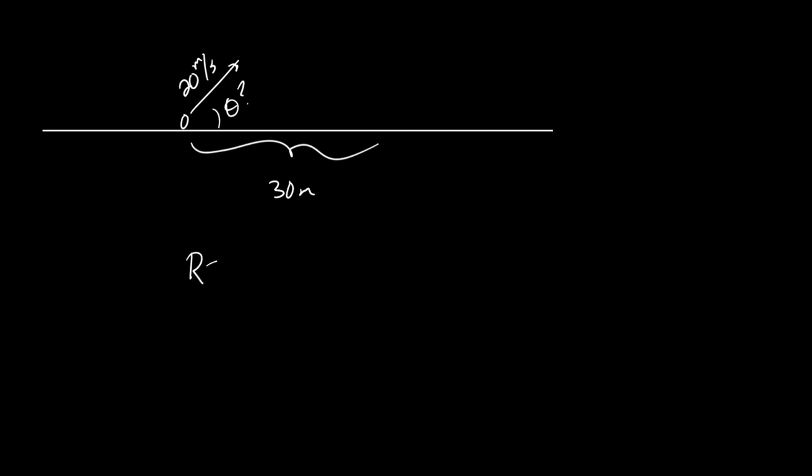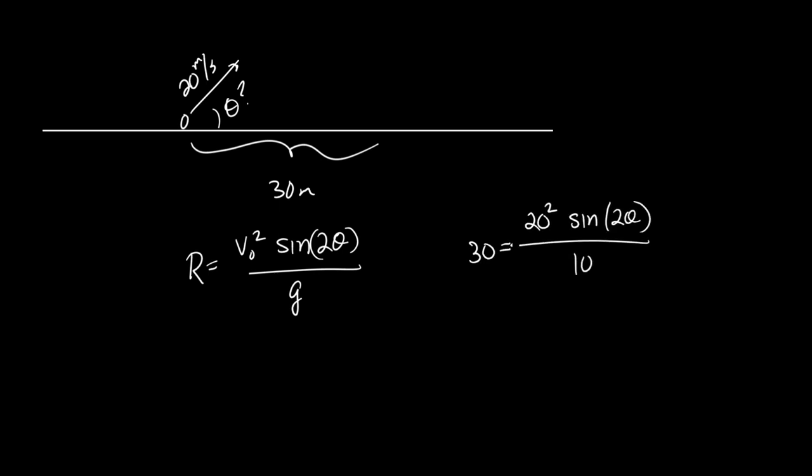So the range equation says v naught squared times the sine of 2 theta divided by g. Really don't have much to do here. The range is 30. I'm launching at 20 meters per second, and I'm assuming I'm on the Earth, so g is 10. Pretty easy to use. So I'm going to put 30 equals 20 squared times the sine of 2 theta divided by 10. Now that's going to give me sine of 2 theta equals 3/4.